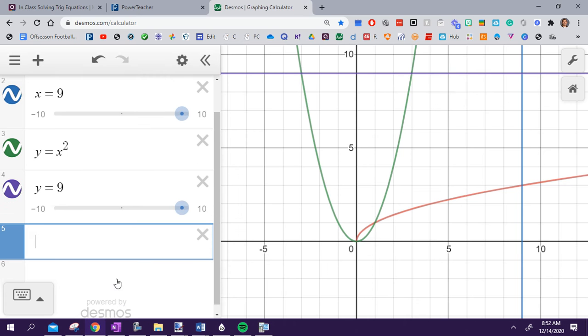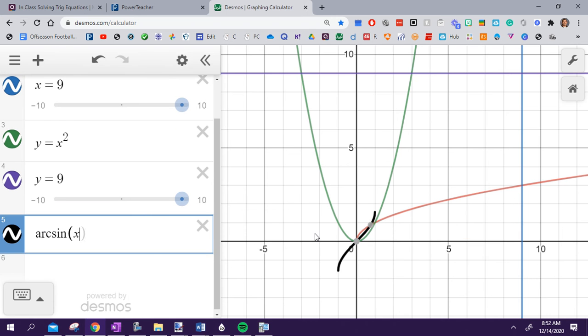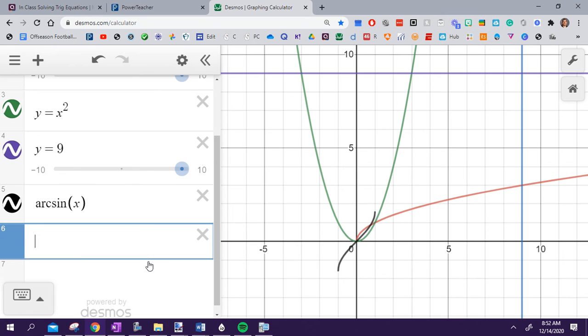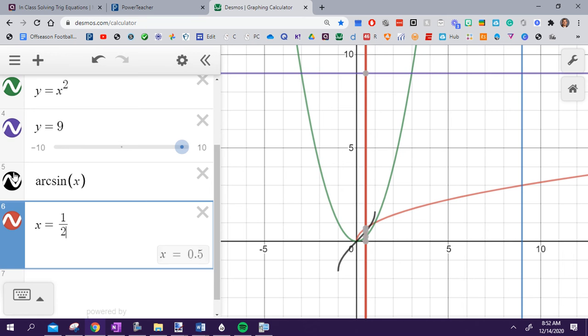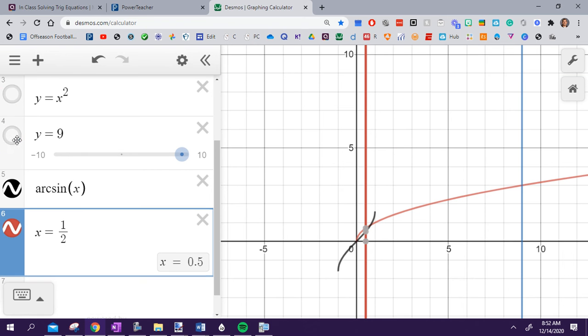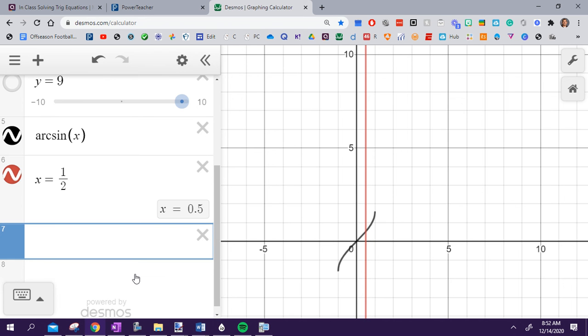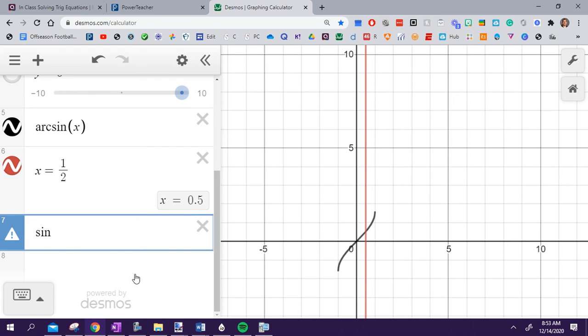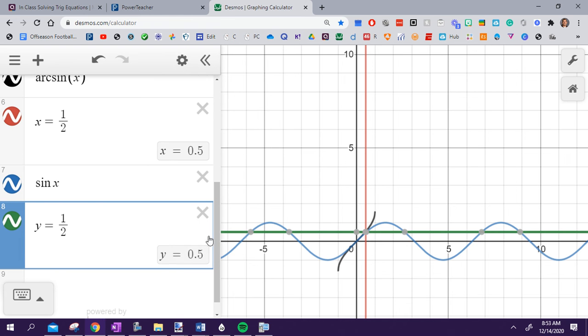If I were to graph inverse sine, so arcsine of x, and I were trying to figure out when x is 1/2, it's only going to have one answer. The only answer to this question is right here, at pi over 6. That is a different question than if I were to ask when is sine going to be 1/2. So then if I asked when y is 1/2, I have a whole bunch of answers. It is pi over 6.